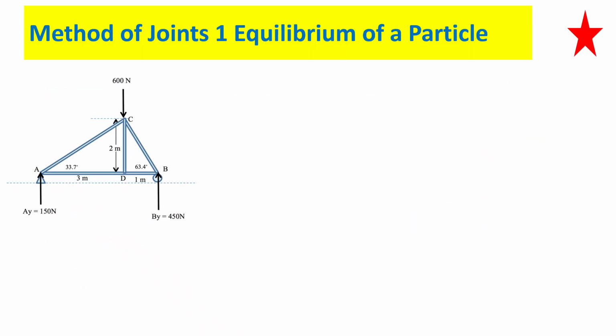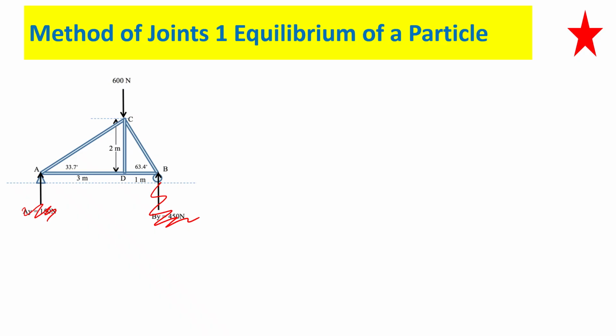Okay, now let's move to a question. We have a truss here, and we need to find the member forces. There are two methods, method of joints and method of sections. So we'll start with the method of joints. In the method of joints, in a truss question, the first thing is again considering the equilibrium and finding the support reactions. So here the support reactions are already given to you.